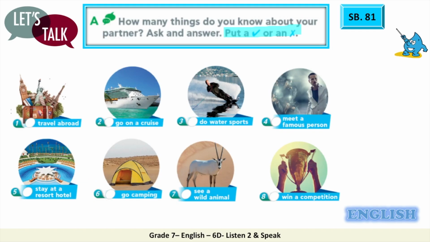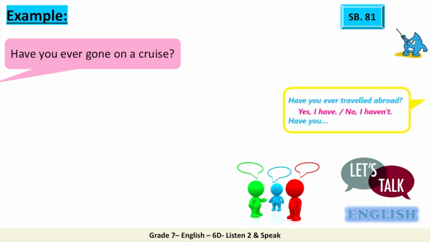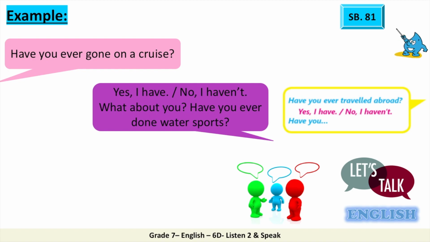So let's go back to the speaking task. How many things do you know about your partner? Ask your partner questions about the experiences, then put either a check mark or an X depending on your partner's answers. For example, have you ever gone on a cruise? You could answer yes, I have, or no, I haven't.